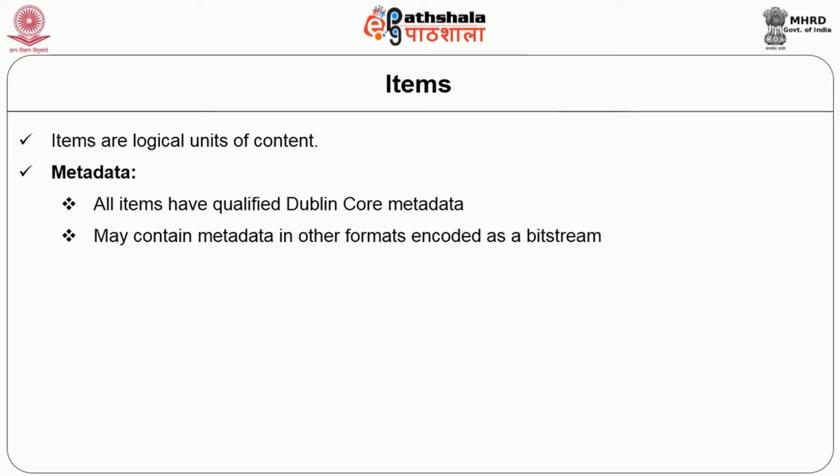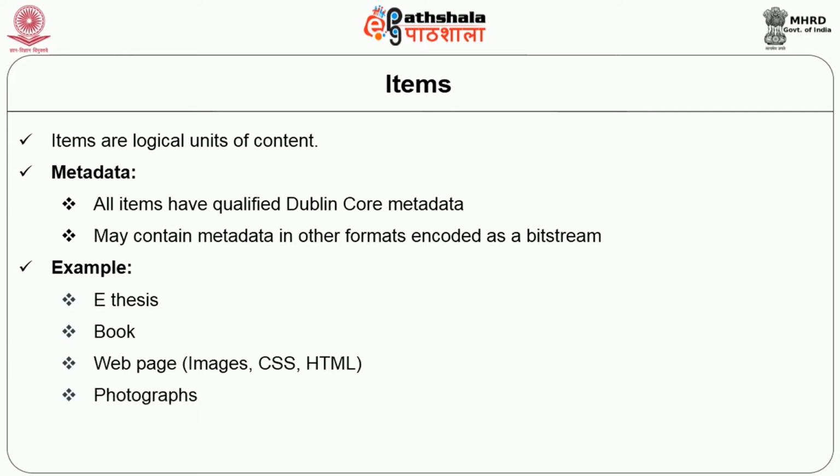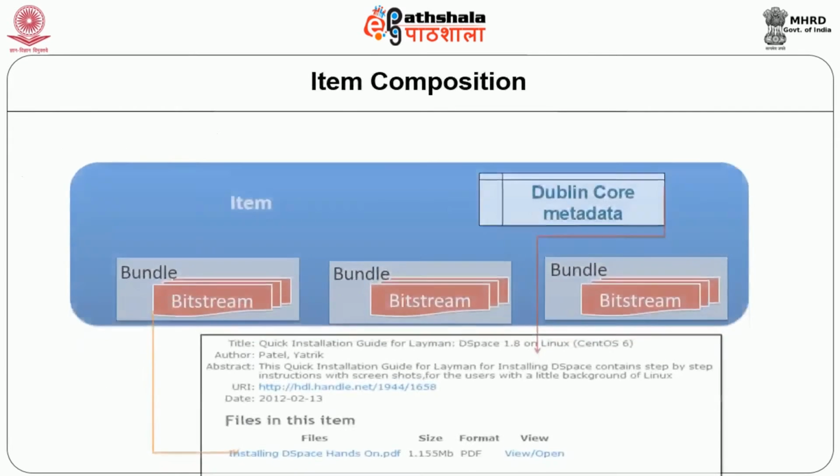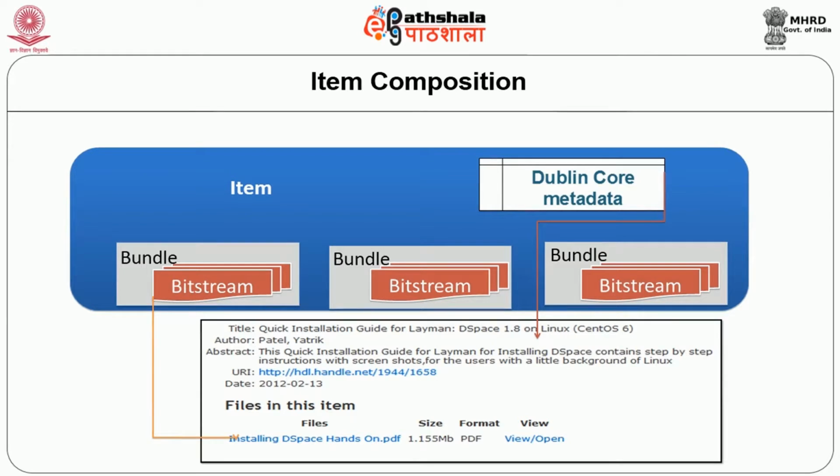So all items have qualified Dublin Core metadata. For example: thesis, web page, book, photograph. Now item composition: we have the metadata at the top of it, and the item will have bitstreams. If you look here, the bitstream is this, installing DSpace hands-on.pdf. It is bitstream data, a PDF file, and this is what is called metadata.